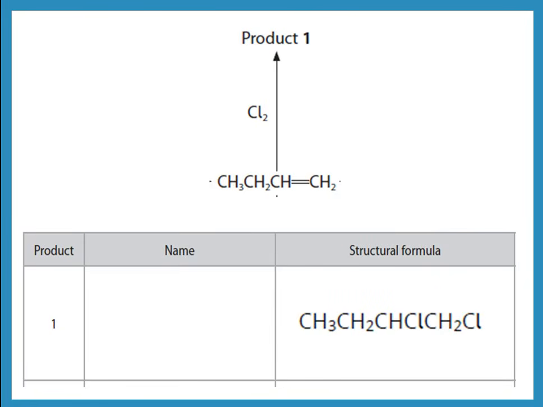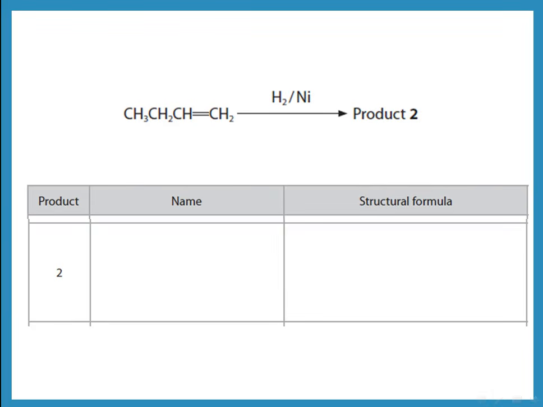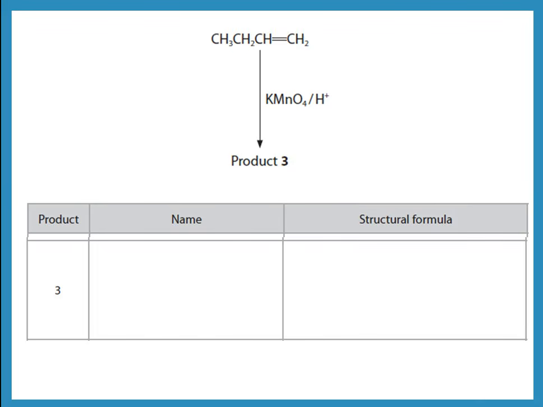Now, what would be the name of this? This is 1,2-dichlorobutane. Again, remember that we count from the side that gives the lower number. Okay, the next arrow is the butene with hydrogen in presence of nickel. Now, remember that when we react with hydrogen in presence of nickel, you add hydrogen to the 2 carbons that had the double bond. So this is what you end up with, and this is actually butane.